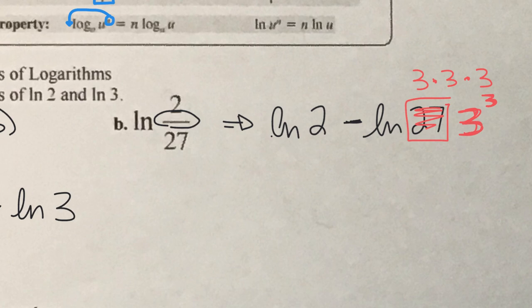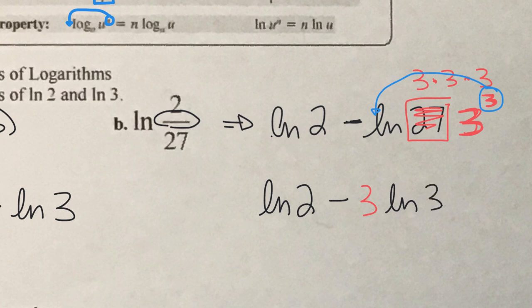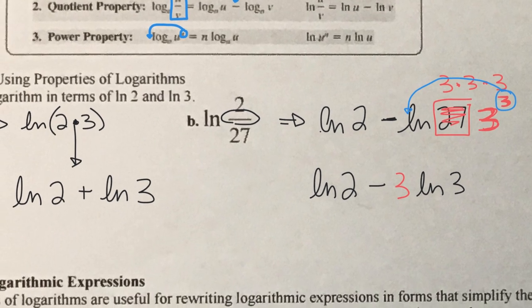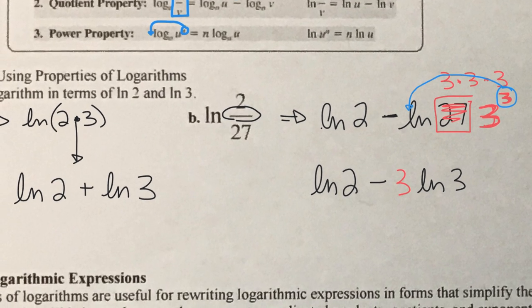And this allows us to use the property that says the power comes in front. So our final answer would be natural log of 2 minus 3 times the natural log of 3. That's how we would do natural log of 2 over 27, by writing them in terms of 2 and 3. You have some like that on your assignments that want you to split your normal number into 2 other numbers.